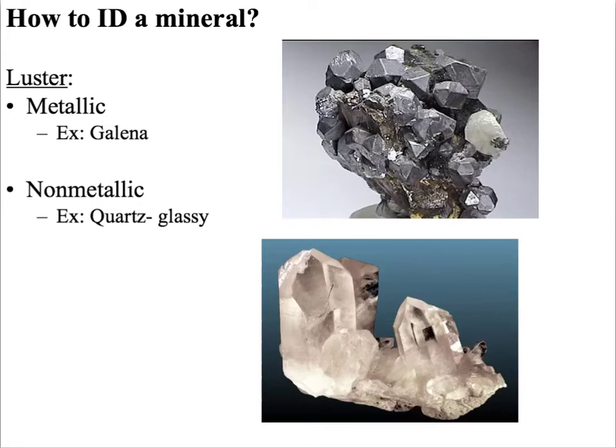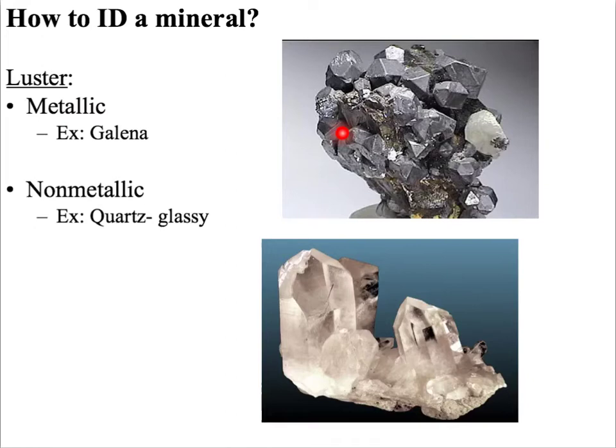The first thing I recommend breaking things into is what's called luster. There are two main classifications of luster. One is metallic. It looks like a metal, a shiny metal. This is a picture of galena. I have one up front on the lab station. Other metallic lusters are silver, gold, any metally iron type of look to it would be considered metallic.